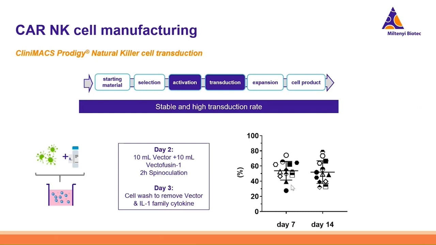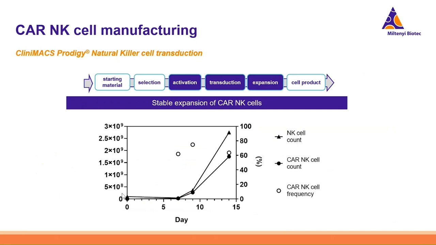We use an activation with interleukin 1 family cytokine just in the beginning, and we remove it at day 3. And you can see in this slide that we have a very nice stable transduction rate at day 7 and then at day 14 when we end our culture. We have observed that the NK cells in the first 7 days do not grow. Therefore, after day 7, you can see an exponential growth.